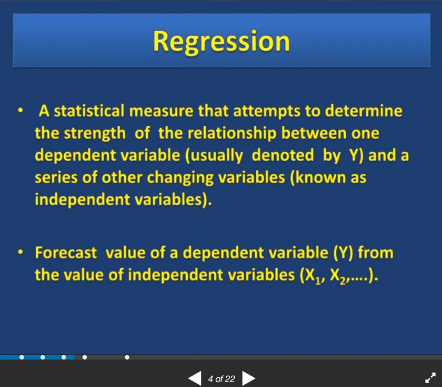Now, a regression is a statistical measure that attempts to determine the strength of the relationship between one dependent variable, which is going to be y, and a series of other changing variables known as the independent variables. So you've already seen a regression in your everyday life, especially if you've taken a math class. It's just y equals mx plus b. That's the easiest way to look at regressions.